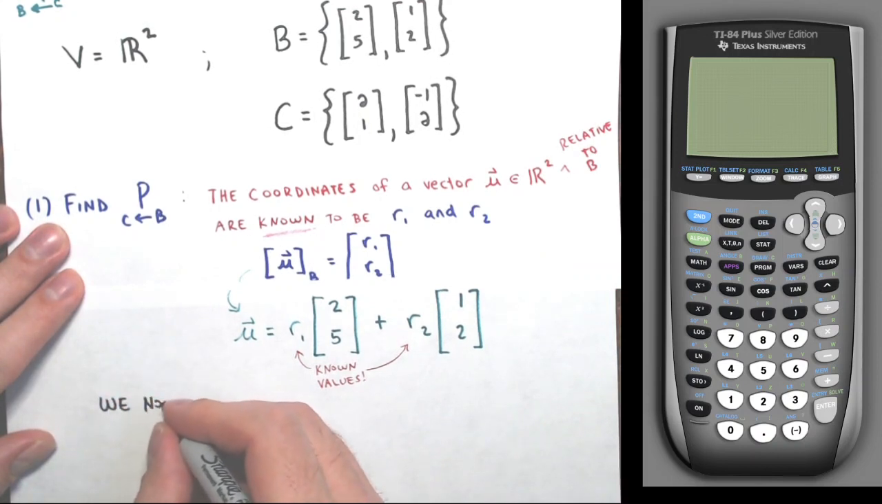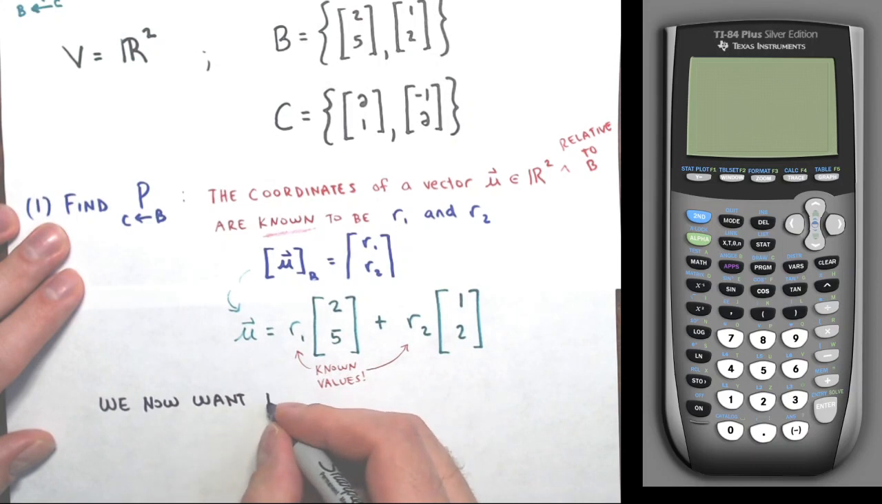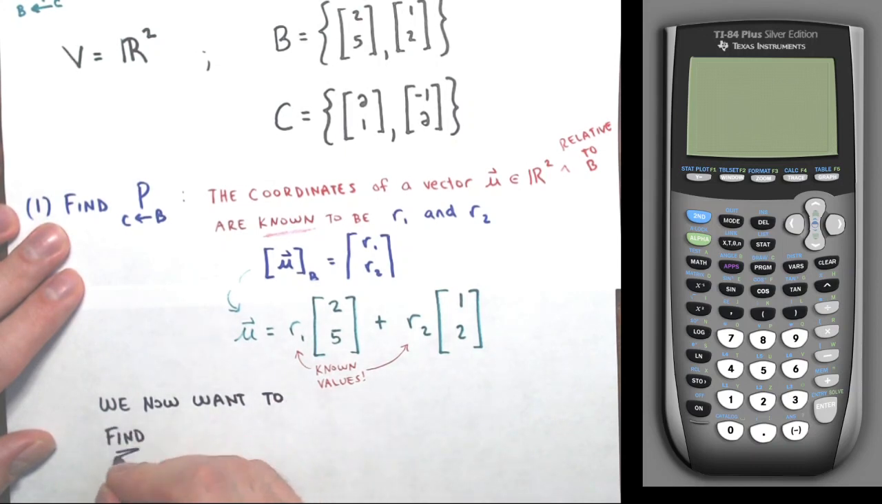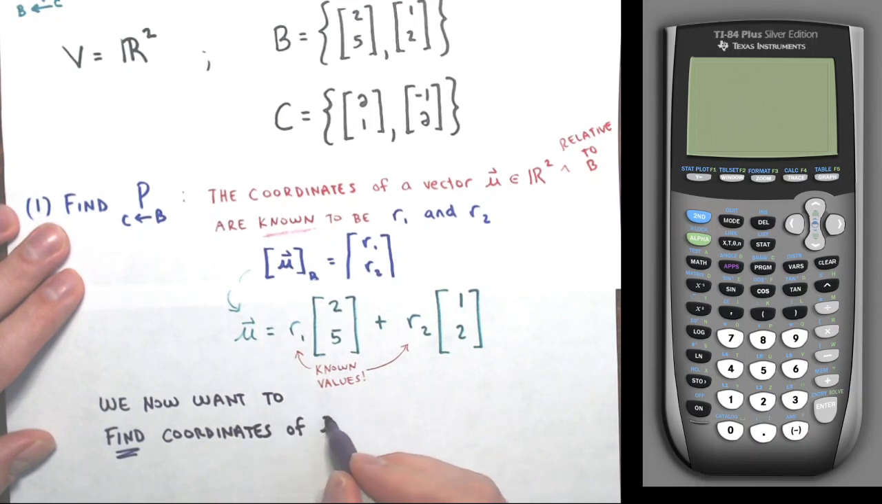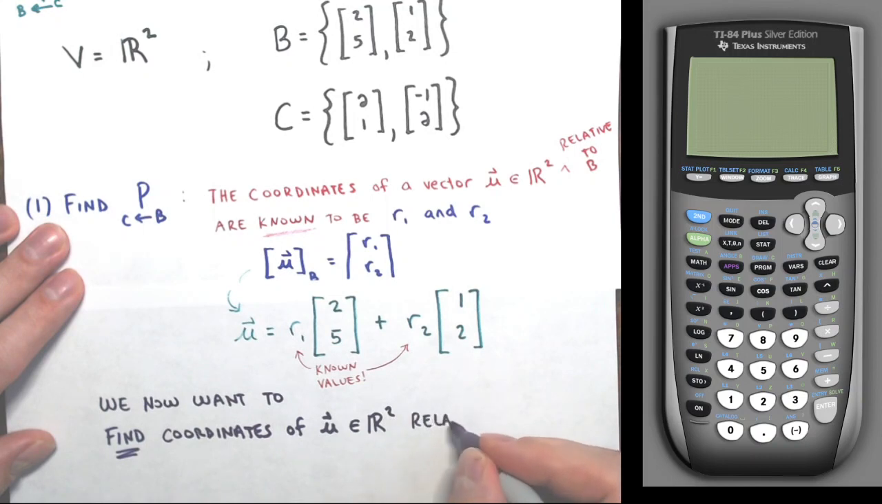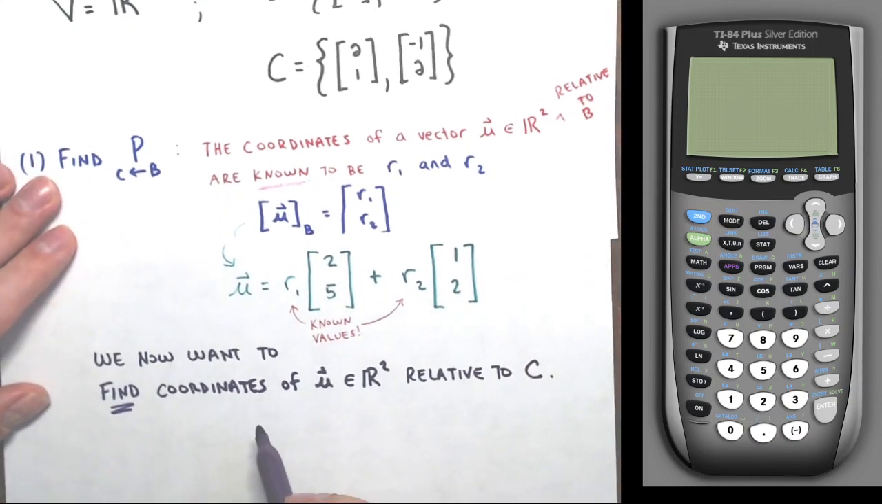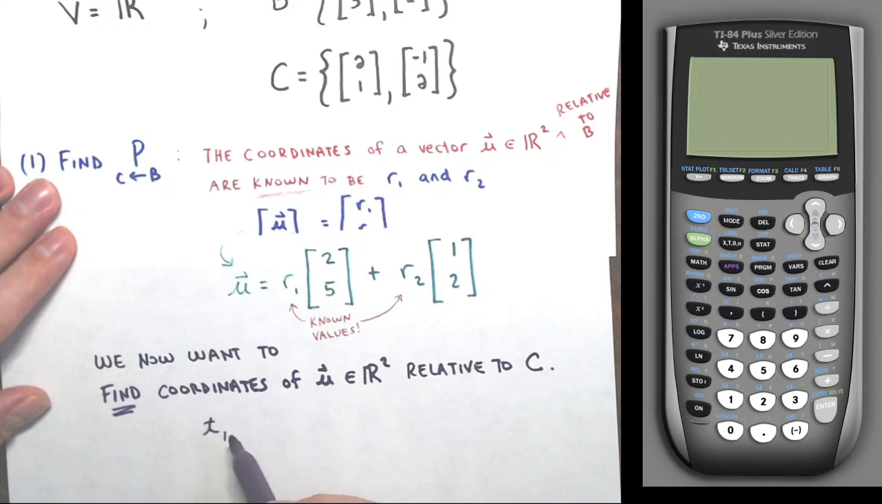We now want to find, so these will be unknown, the coordinates of vector u, this same vector, whatever this vector is, and again, this is just any vector from R2, relative to basis C. So now I'll call these T1 and T2, and these are unknown values. I would like to solve for these.